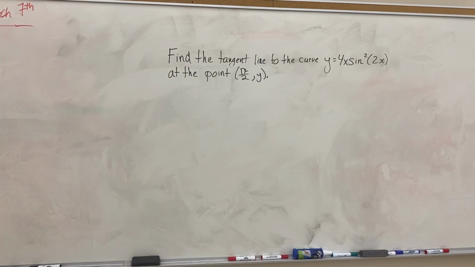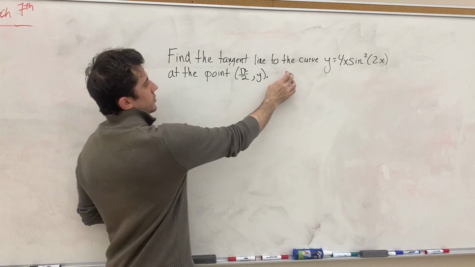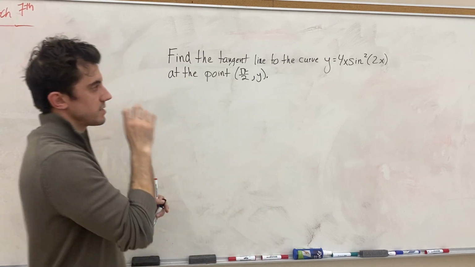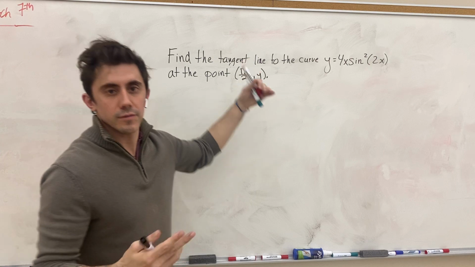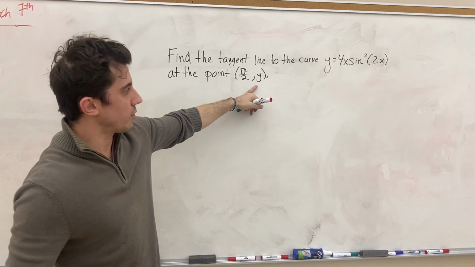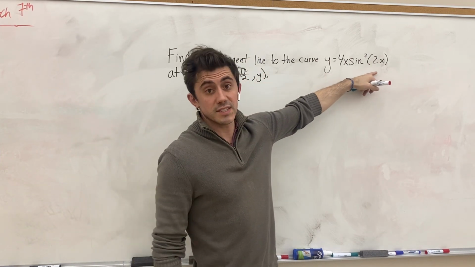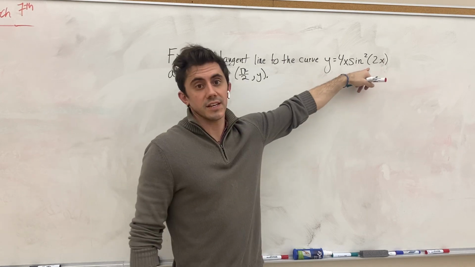Good afternoon, everyone. So here we're going to find the equation of the tangent line to the curve y is equal to 4x times the sine squared of 2x, specifically at the point pi over 2 comma y. Now we'll have to solve for that y coordinate if we want it, but that'll be pretty straightforward since we know how y is related to x, right?